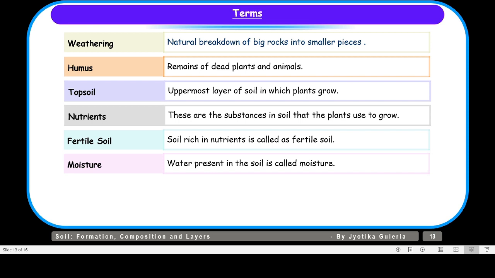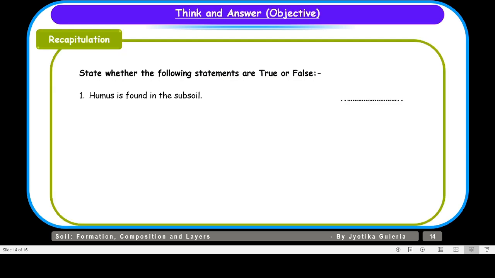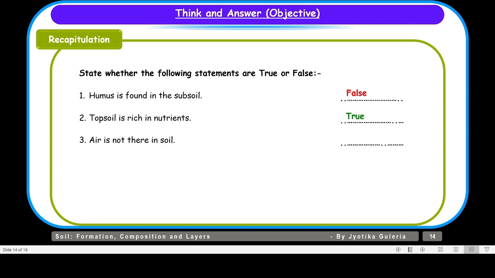So with this, we'll move on to the recapitulation section. State whether the following statements are true or false. Humus is found in the subsoil. That is false because we know that humus is found in the topsoil. Topsoil is rich in nutrients. That is true. Air is not there in soil.